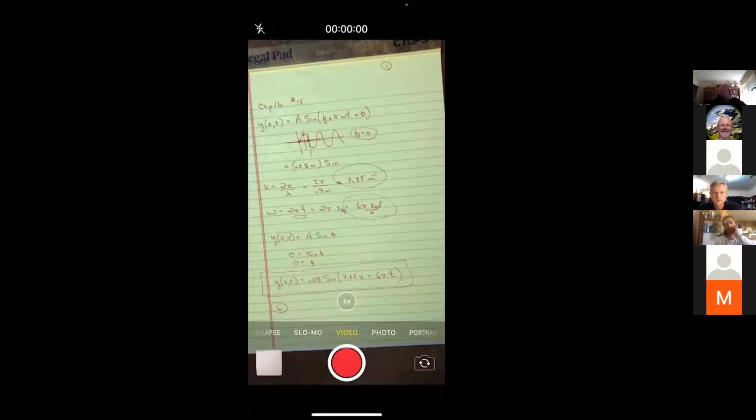Real quick, Dr. Young. Yeah. I just had a quick question. When I look at the solutions, it says 8 centimeters in front, but then it has the 7.85 inside the sine function. That sort of confused me, why they would leave one in centimeters and have the other one in meters.